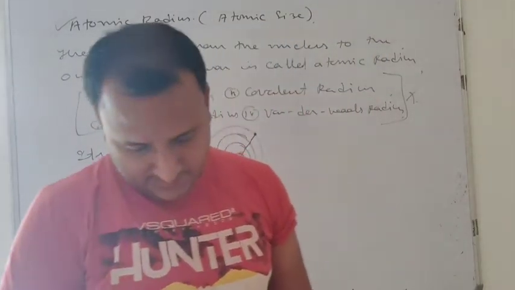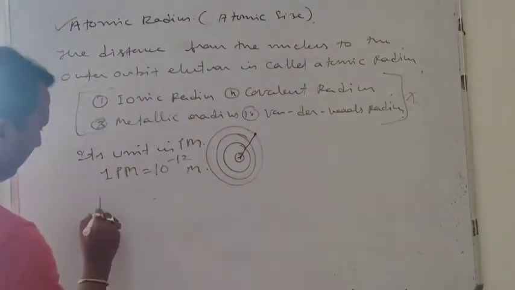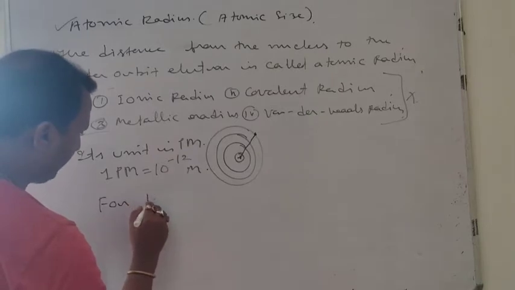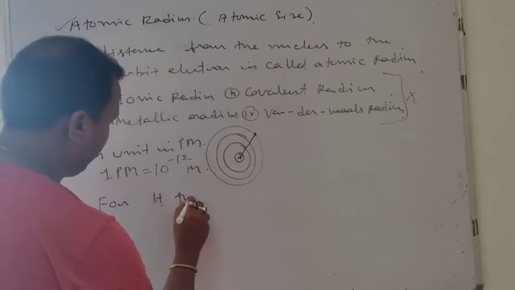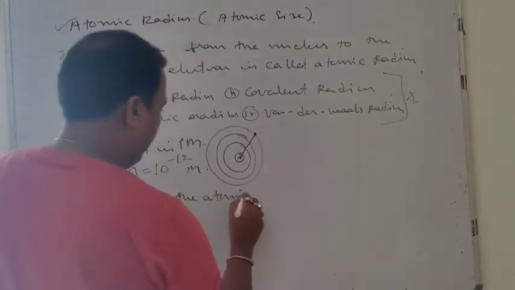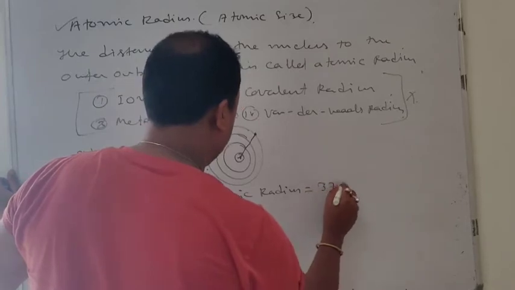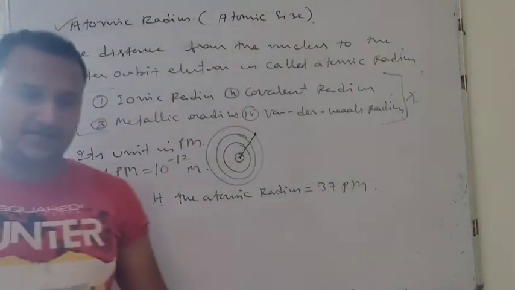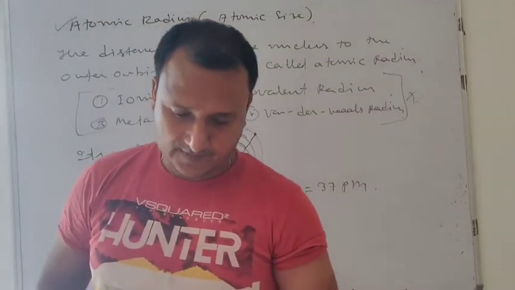Now, the atomic radius for hydrogen atom is 37 picometer. For hydrogen, the atomic radius is equal to 37 picometer.